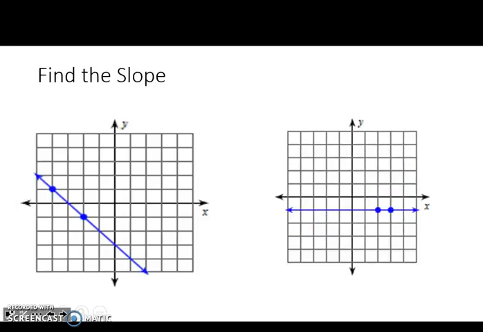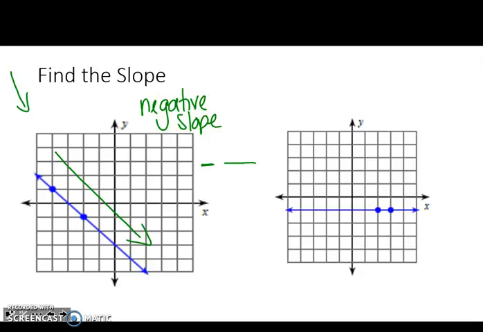All right, so on this graph right here on the left, the first thing that I notice is that this line is going down. And if it's going down, it's going to have a negative slope. So since I know that my answer is going to be a negative number, I'm going to go ahead and put the negative in the front so that I don't forget that my answer is going to be negative.